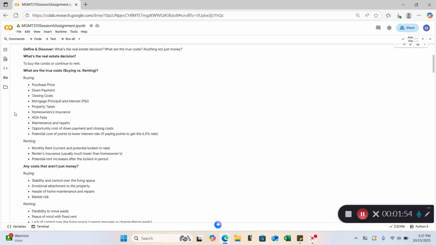So what are the true costs? There's buying and renting true costs. Our buying true costs would be things such as our purchase price, down payment, closing costs, the mortgage principal and interest, the property taxes, our homeowner's insurance, the HOA fees, maintenance and repairs, opportunity costs of down payment and closing costs, as well as a potential cost of points to lower the interest rate if we want to pay the points to get down to that 6.5% rate.